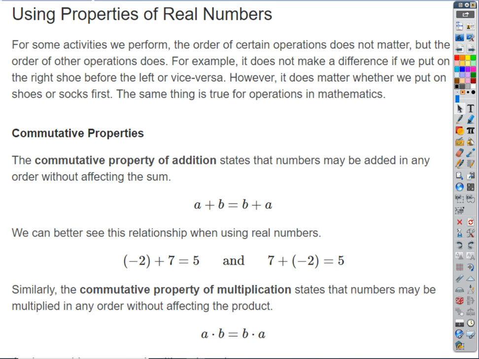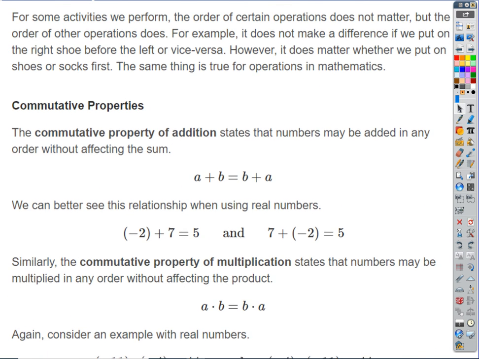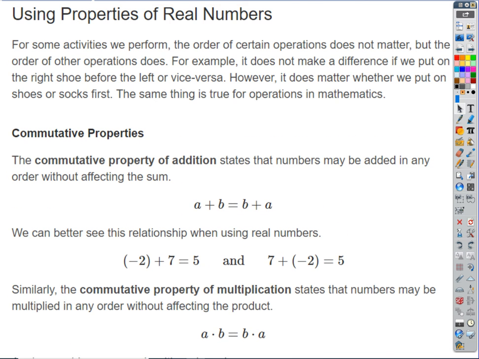Okay, properties of real numbers. Let's have a look at these. So, real quick, justification for why we maybe go through these. You probably remember these, but you may have forgotten some of them too. 2 things I'll say about this.